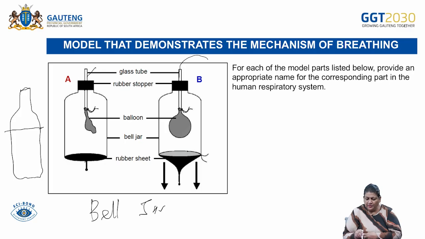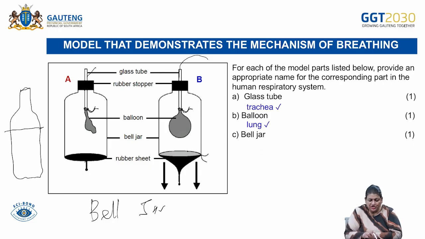So for each of the model parts listed below, provide an appropriate name for the corresponding part in the human respiratory system. So what does the glass tube represent? It's on the outside, so that's going to represent what? Our trachea. Can you see that? What does the balloon represent? It represents our lung.